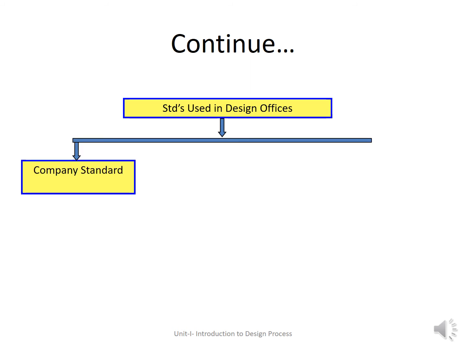There are three types of design. One is the company standard. Each company can make their own standard, and that product will not be an interchangeable part. Then national standard. Each and every country is having their own standard, like in India we have the ISI mark. Okay, ISI mark means what? It is made with the Indian standard.